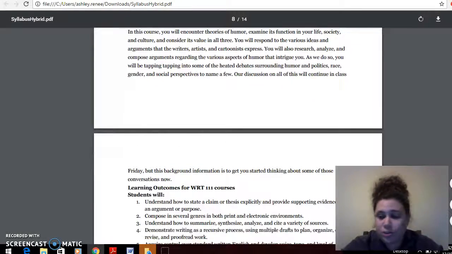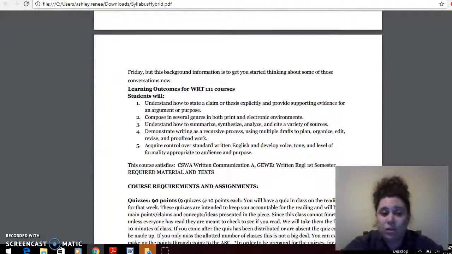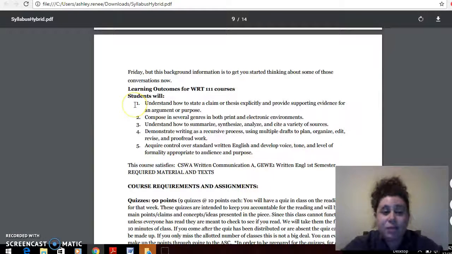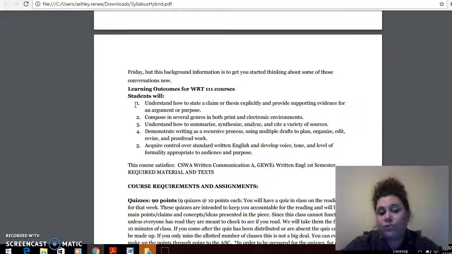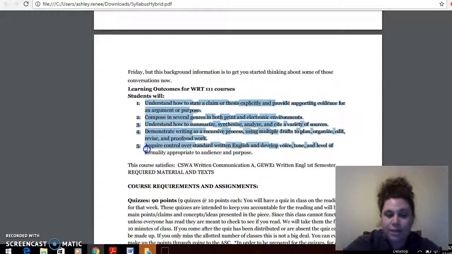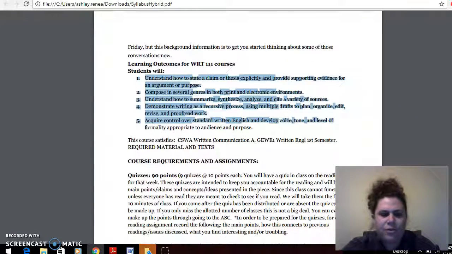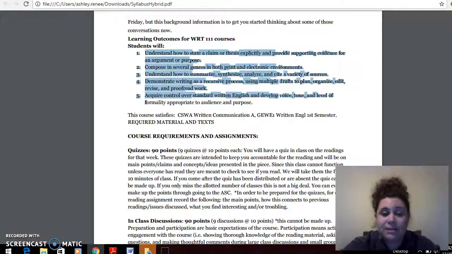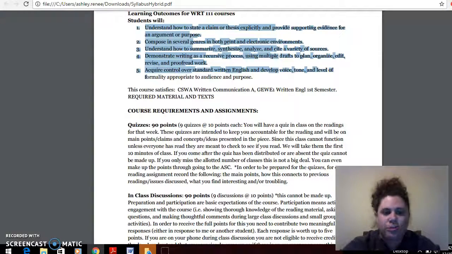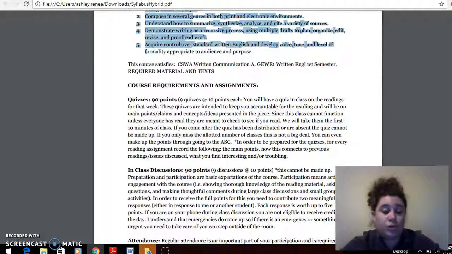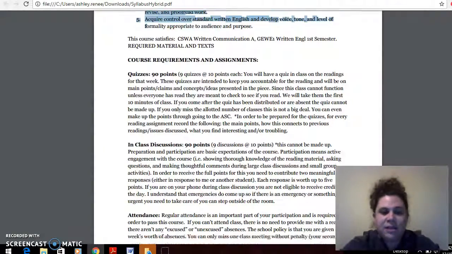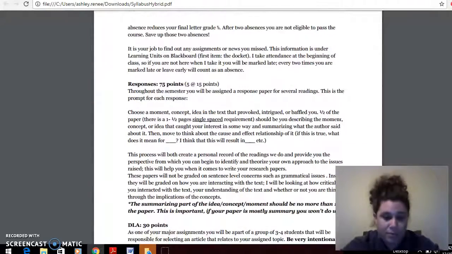So right there's the course description, and then again the learning outcomes. In the learning units, the outcomes are referred to by these following numbers. So 1 through 5, to look at what they are, this is where they're listed. And then under that, we see course requirements and assignments. This is the distribution of how much each thing is worth, and the description of the assignments, as well as the prompts.